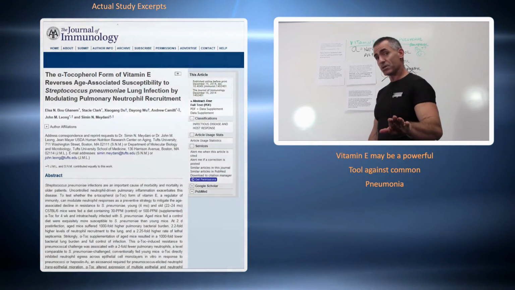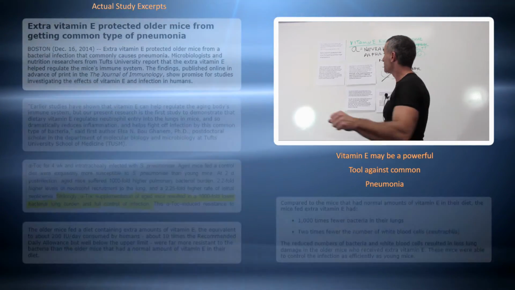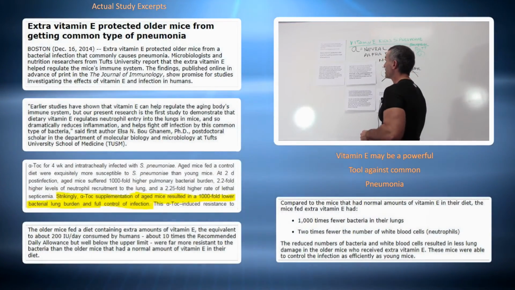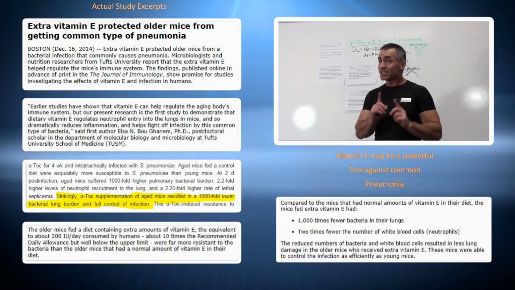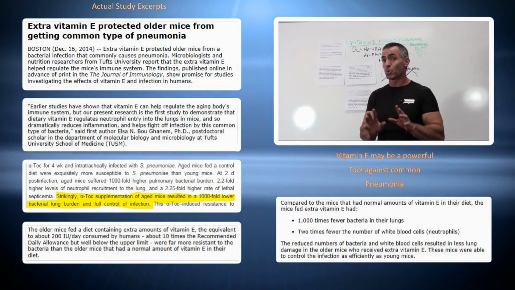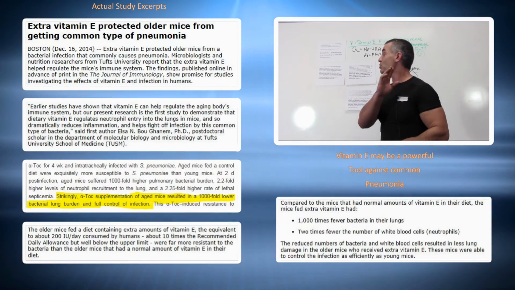Now the little easier title, the general press release title: Extra vitamin E protected older mice from getting a common type of pneumonia. This didn't just protect them, I mean, it blew it away. Now keep in mind, this is natural vitamin E.